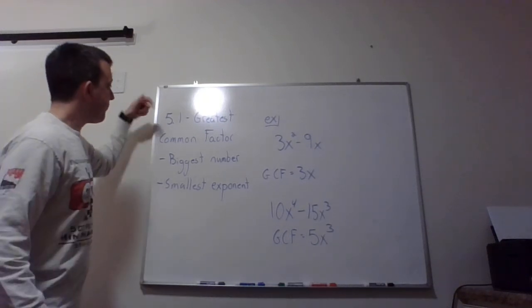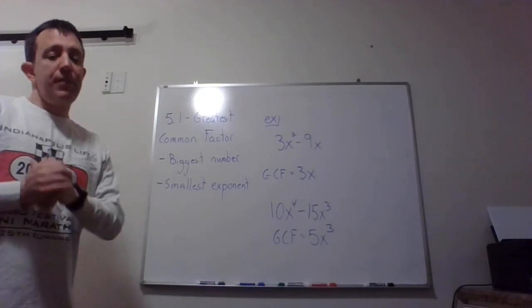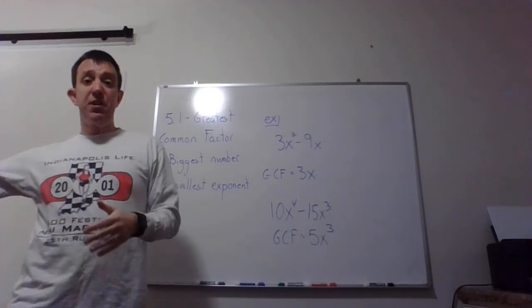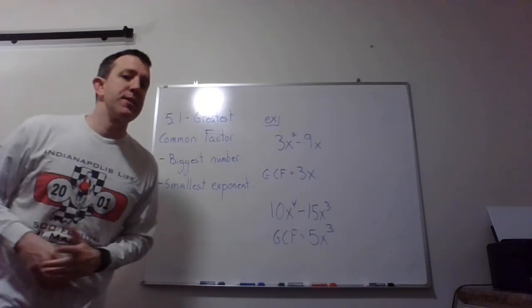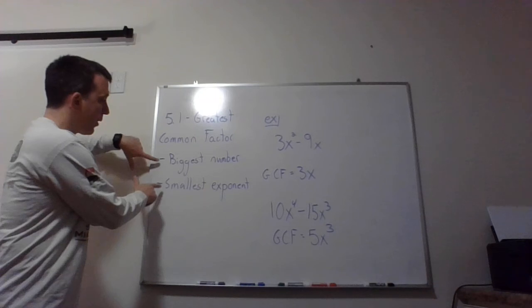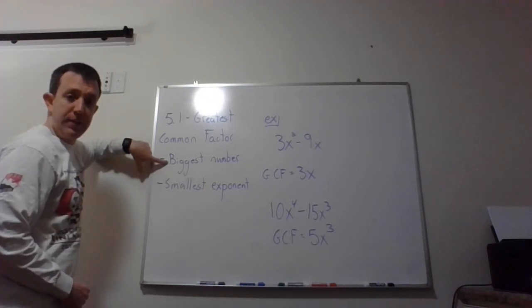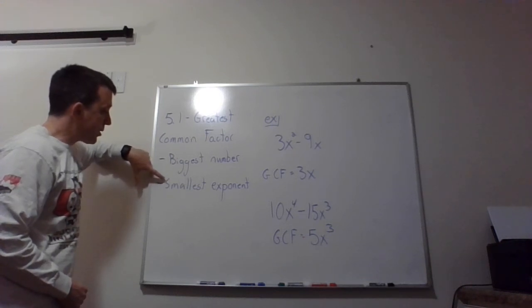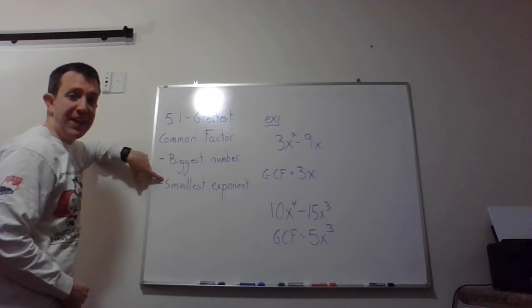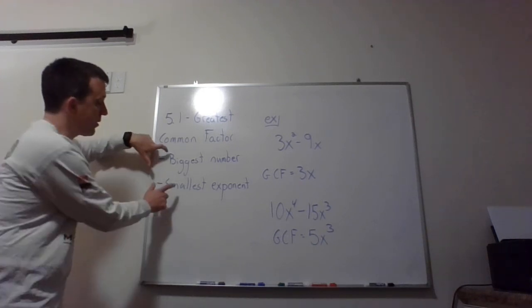So here we go. We're talking today about the greatest common factor. Basically, the greatest common factor is the biggest thing you can divide everything in the polynomial by. There, that's pretty clear, isn't it? So here's what we're looking for. We want to use the biggest number that we can divide by. And the key is going to be to use the smallest exponent that we have. We'll look at these two examples over here, but those are the two things we're really looking for.